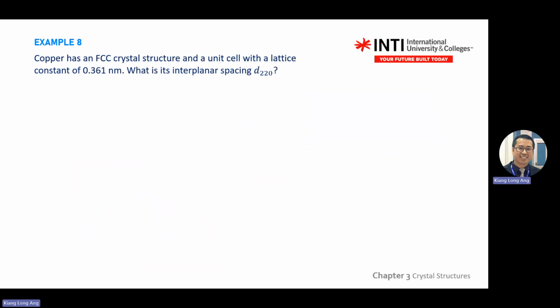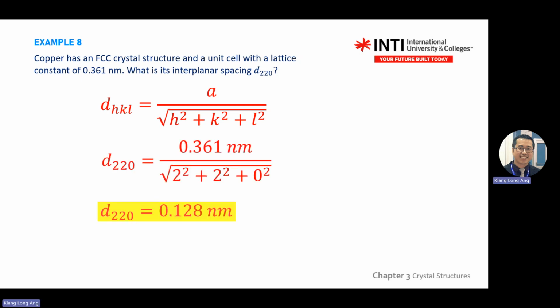Okay, so this is another one on the plane. This one is the application of KL. Remember to memorize this equation. This one will give you 1 mark, and from here you substitute the values of H, K, and L. So here H, K, and L was given, D220, so 220. A was given in nanometers, so you just substitute and you get the answer.